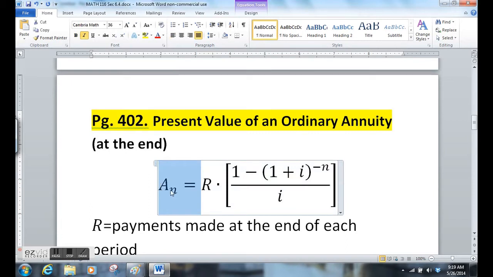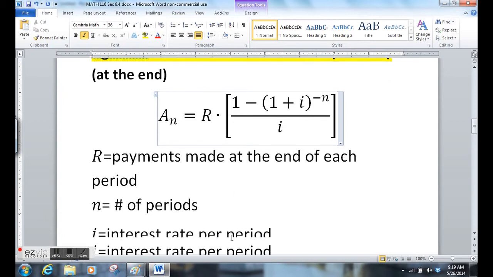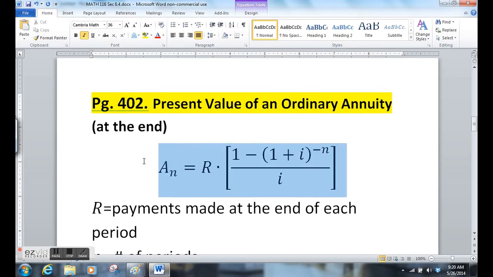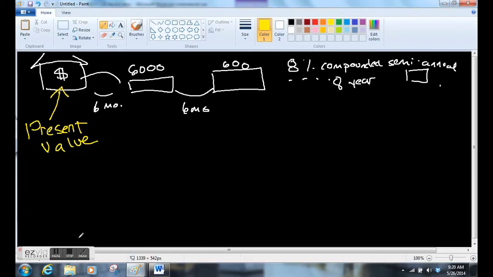Here's your formula. This is the present value. That's the house of present value: R, the regular payment made at the end of each period, times this formula, 1 minus (1 plus i) to the negative n, divided by i. N is the number of periods, and i is the interest rate. You could probably get this formula yourself by taking the future value and reversing it, but most of you are just going to want to write this down. So I'm not deriving this formula for you. I'm just showing you right now how to use it. So here's the formula.